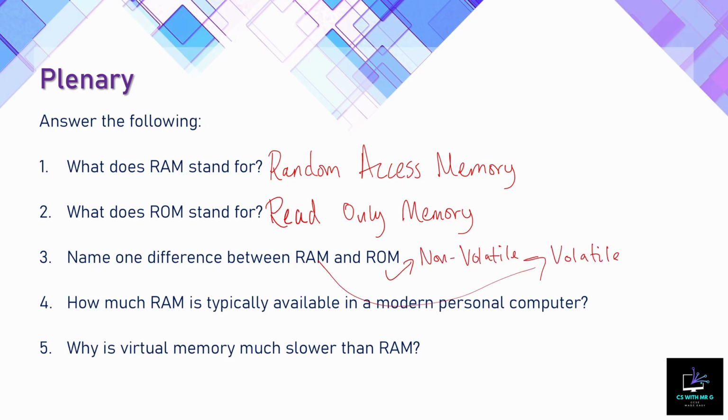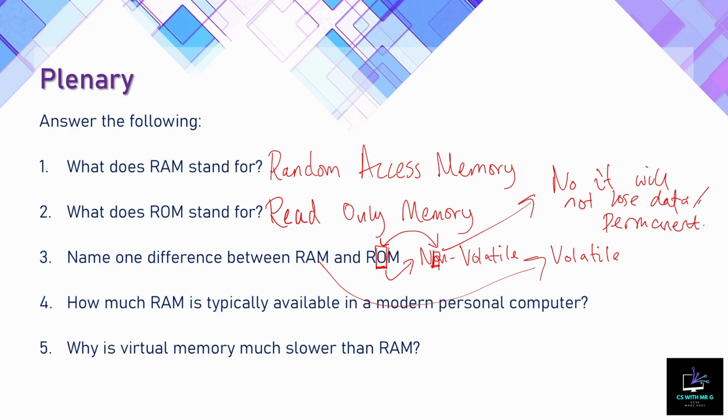Another trick I like to tell students, if they forget, is that ROM has the letter O and so does non. So ROM and non, they sound similar and they've got an O in the middle. So if you remember the O in the middle, ROM and non, you can remember that ROM is non-volatile. And remember, you need to link this back to no, it will not lose the data. So it will not lose data. In other words, it's permanent.